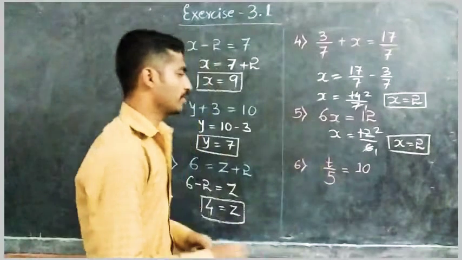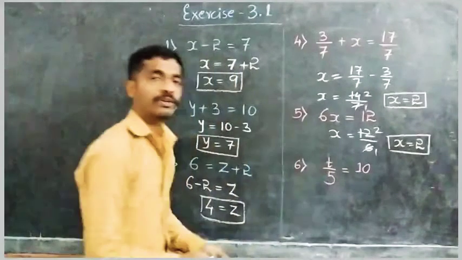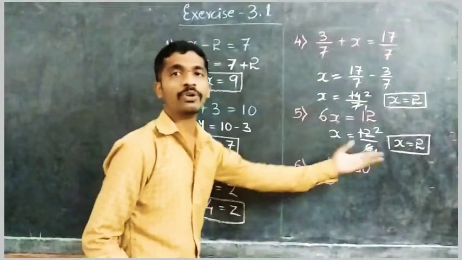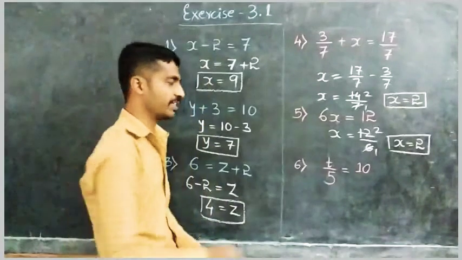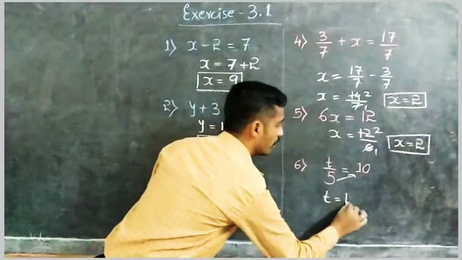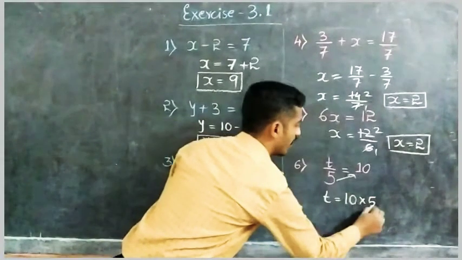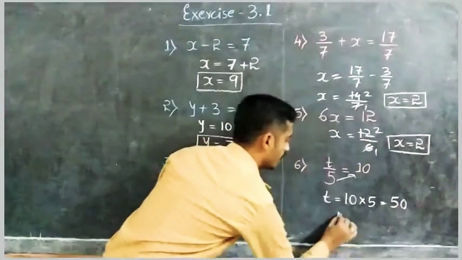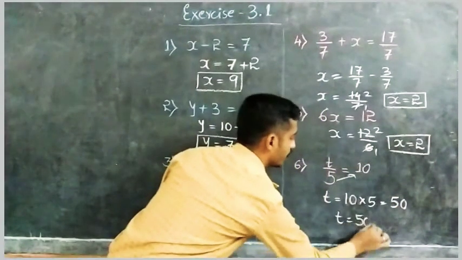Okay. So next, here t by 5. So what we have to do here? 5 is dividing. If I take to right side, it becomes multiplication. So t equal to 10 into 5. That is our 10 5s are 50. So t value is 50.